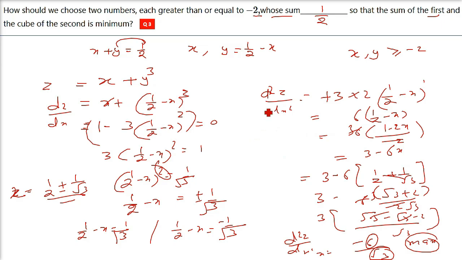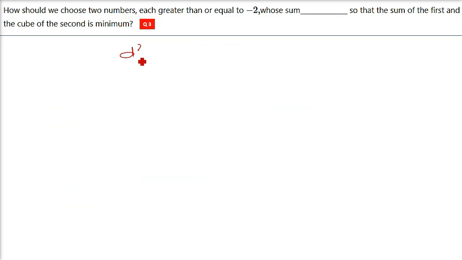Just place both the values and take only that value which gives you the minimum value. That is, it has to be positive, and positive indicates the minimum value. 3 minus 6x is there. If I place this value, what are we going to get?